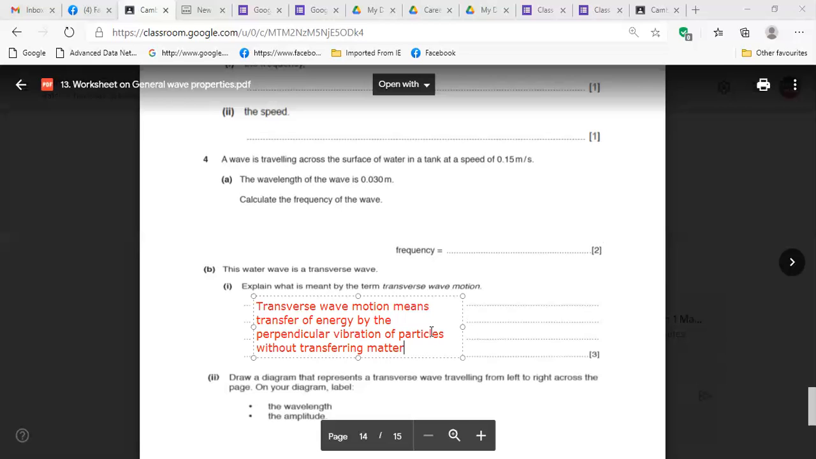This one is for getting another mark. The other ideas we got before also, that is transfer of energy without transferring matter. We mentioned it in the previous question. Okay, so please take a snap also for this and send it to our group.